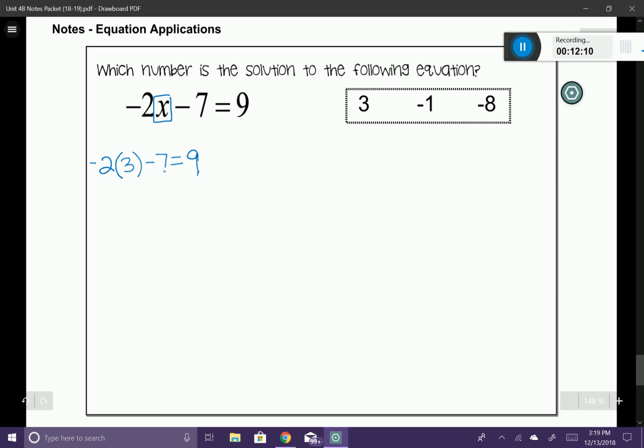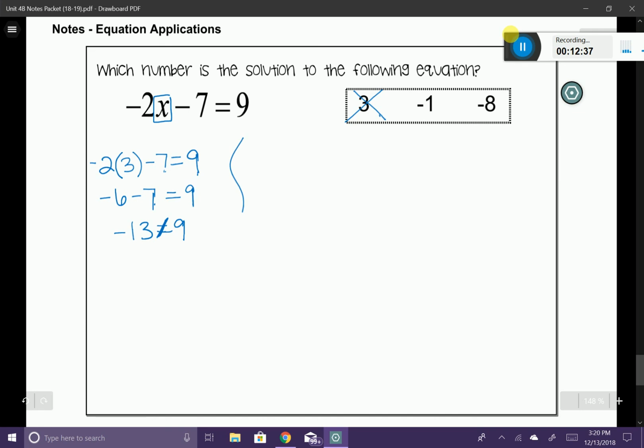All right, that's going to be -6 minus 7 is equal to 9. Now, if you think about this, -6 minus 7 is going to give us -13 equals 9, which is not true. And this is how you say that the statement is not true. So 3 cannot be a solution to this equation.